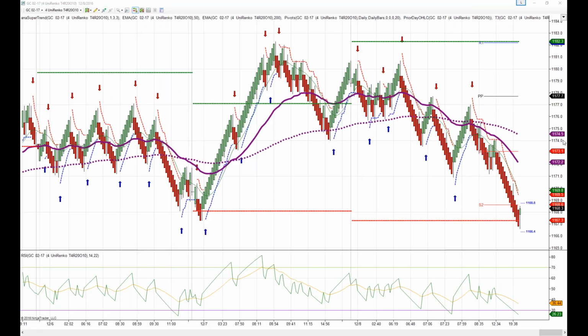So Matt says, Steve, what is the green line? So you guys see this green line right here? It's kind of faint right now. It's something that I'm testing out.